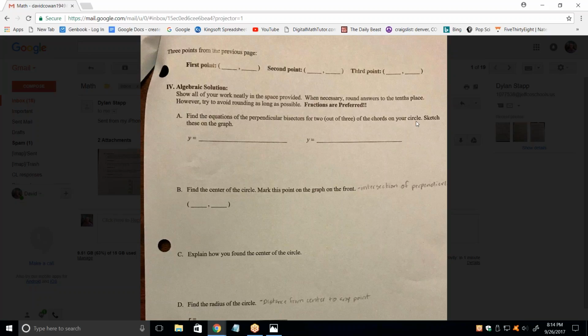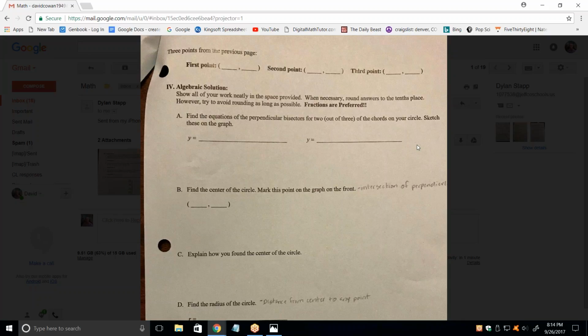Isn't the equation for a perpendicular bisector x2 plus x1 divided by 2, and then y1 plus y2 divided by 2? Oh. Or is that, what's that for? Or is that the midpoint formula?